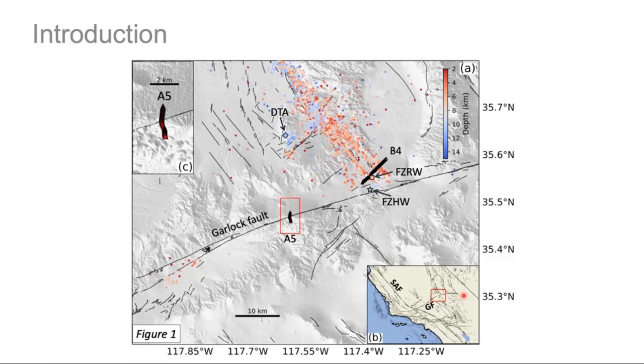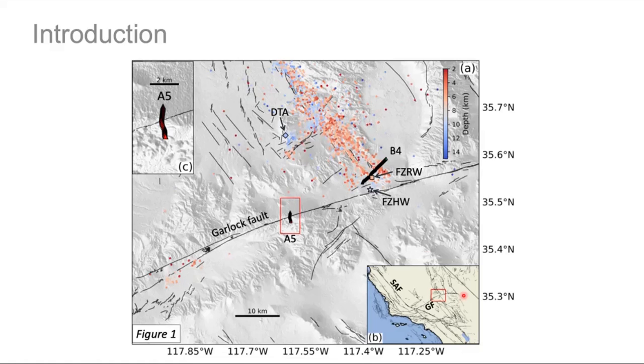Southern California. Although no significant ruptures have occurred in the past century, the Garlock fault is capable of producing major earthquakes, as indicated by paleoseismic evidence. However, basic aspects of the seismological structure of the Garlock fault have not been imaged so far.